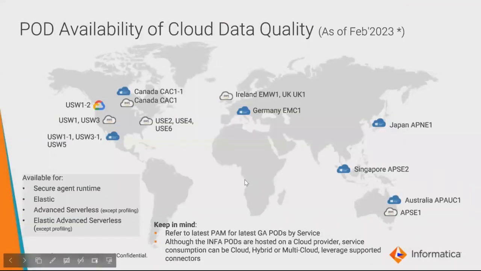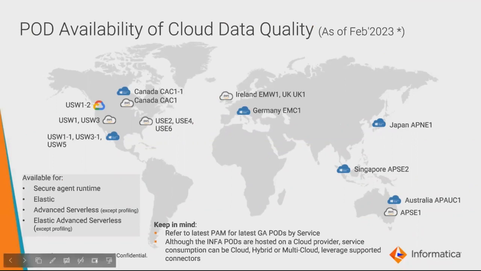Here's the pod availability of cloud data quality and cloud data profiling service. It spans across the globe, having multiple cloud provider options like AWS, Azure, or Google Cloud. Based on your subscription and location, orgs are provisioned through these pods. You can request any number of orgs, hence it needs planning for deployment.